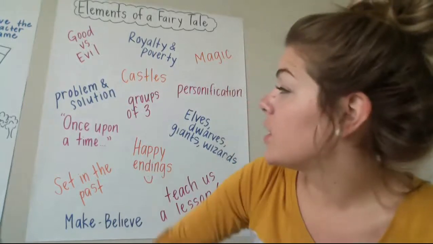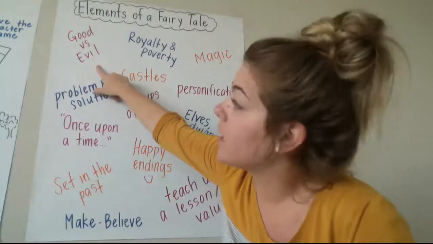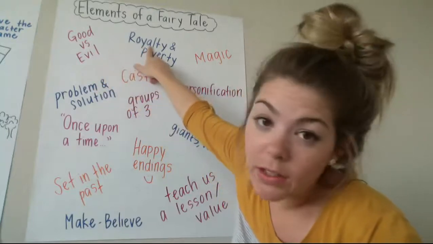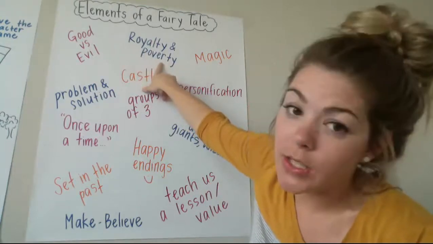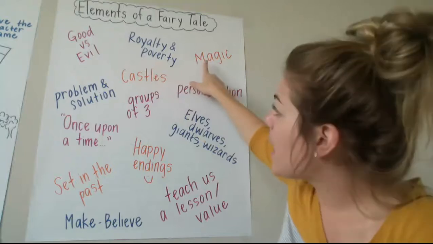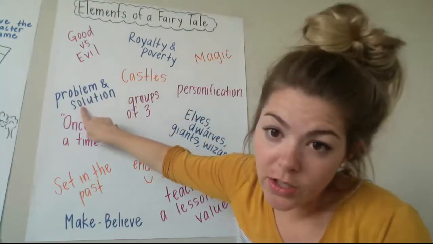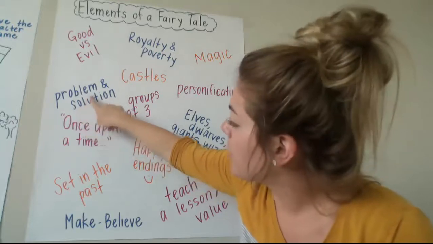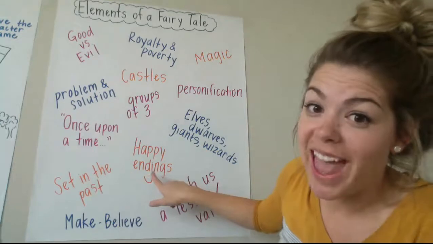So one of the things that you might notice is good versus evil. So if there's a good character and a bad character. We notice royalty, kings, queens, princesses, sometimes poverty, so people who don't have as much money or are poor. There's magic and castles. There's a problem, and then usually they solve the problem. And one of my favorite parts about solving the problem is this part, that usually there's a happy ending.